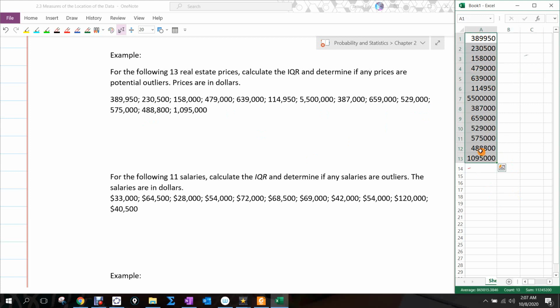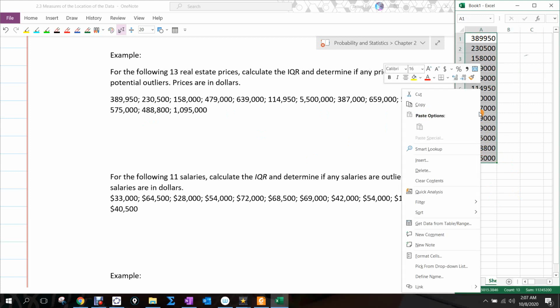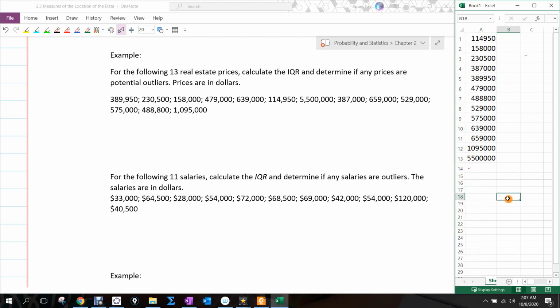Again, I'm going to highlight that. I can actually right click and go down to sort as well, and you can see that it obviously gives me then the options. I want to go smallest to largest, and there we go. We can look at, so we got 13 pieces of data.